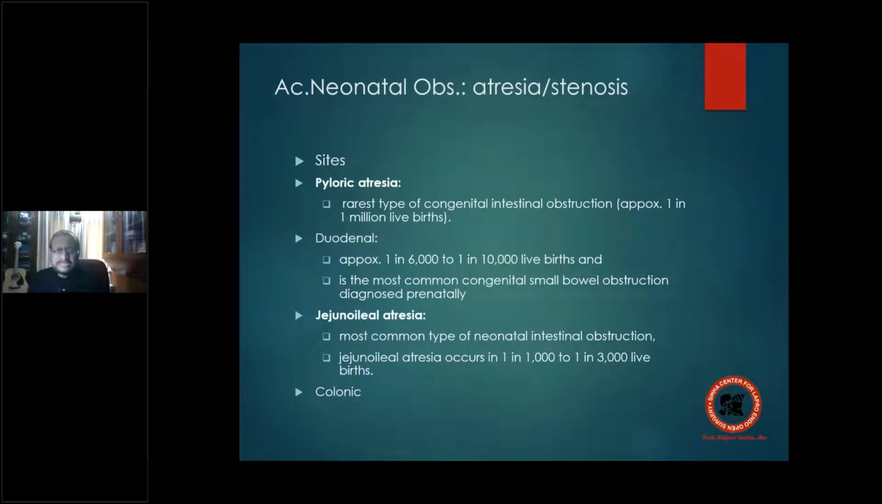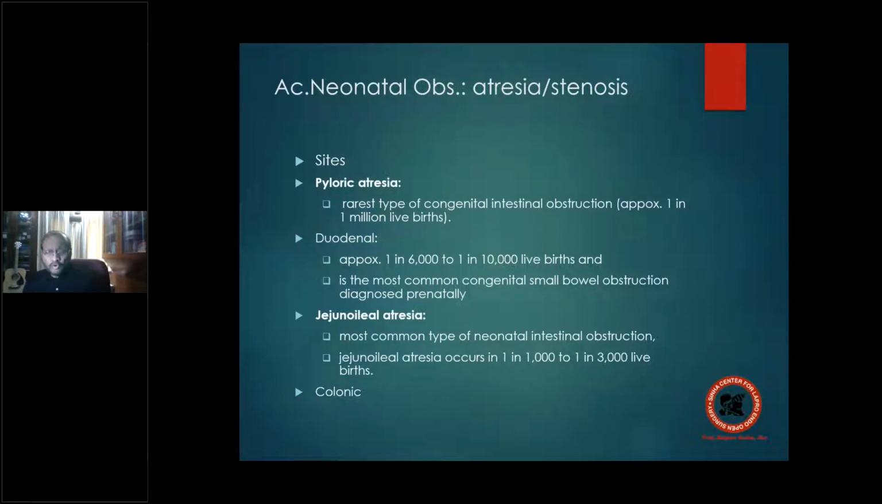Right? Coming to atresia and stenosis, the sites, it can start anywhere from proximal bowel to the distal bowel, namely pylorus, it could be pyloric atresia. Rarest type of congenital intestinal obstruction, only 1 in 1 million live births. 1 million is 10 lakhs. So 1 in 1 million live births.